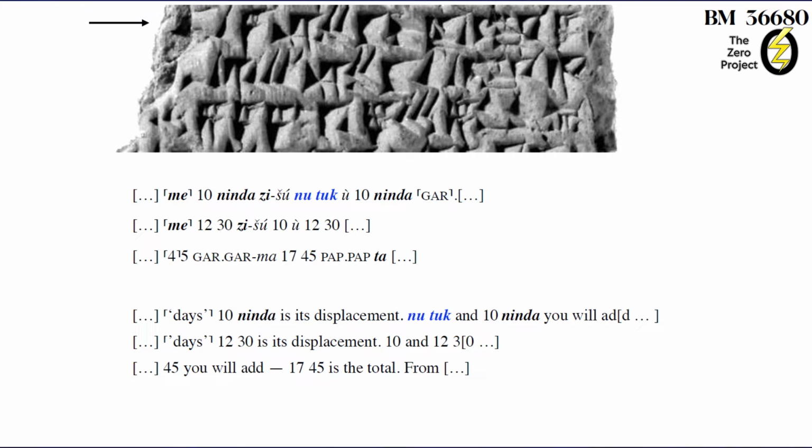Nutuk and 10 ninda you will add, and then it's broken. So we don't know what it adds to. I believe, and I think it is probable, that it added to 10. Everywhere else, when you add, you have the answer written down. So that there was an answer written down seems to me clear, and from the other entries, and that it would be 10 ninda, which is the answer, right answer, is also fairly certain.